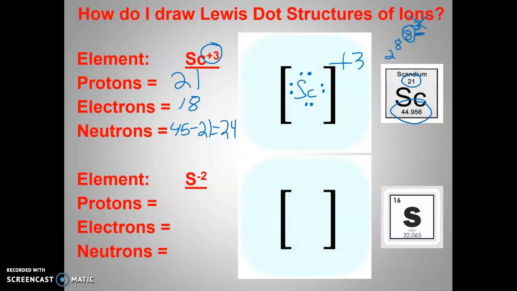Now it's stable and it's happy in its present form. So that's how you would go about doing that. Now if you take the element sulfur, I have sulfur as a -2 charge.